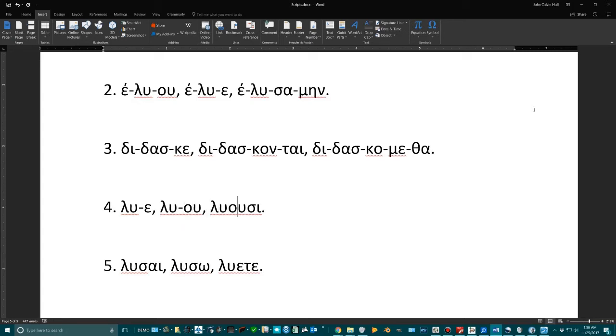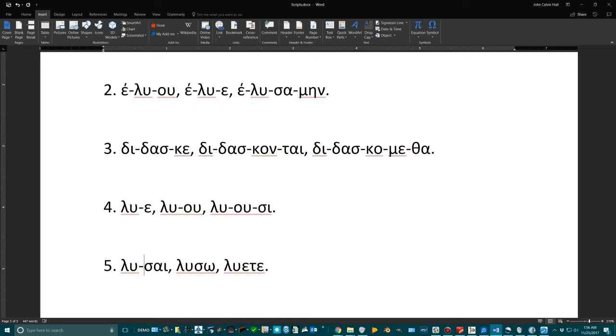Take a look at the third word. Luousi. Once again, you have your ultima, your penult, and your antepenult. Okay? Let's take a look at one last row.